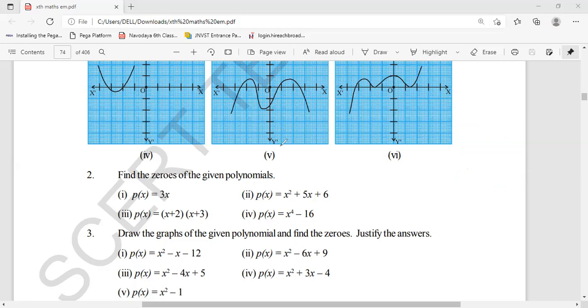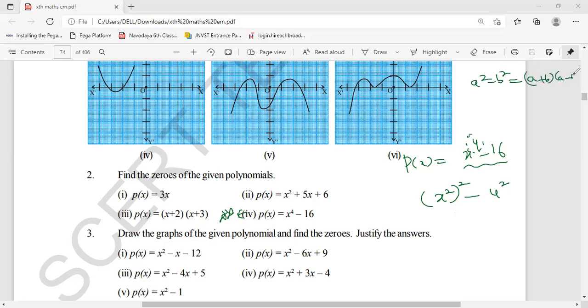Here, this is important. You can expect this type of question for the exam also. P of x is equal to x power 4 minus 16. The highest power is 4. That's the reason we will have 4 zeros. How many? 4 zeros we will have. But we have only 2 terms. So how to do this? Just write this as x square whole square minus 4 square. 4 square means 16.